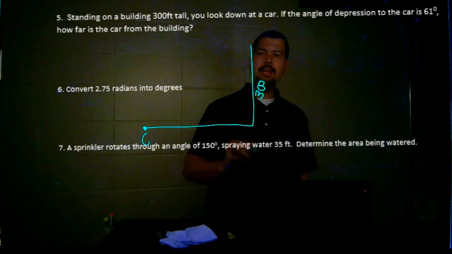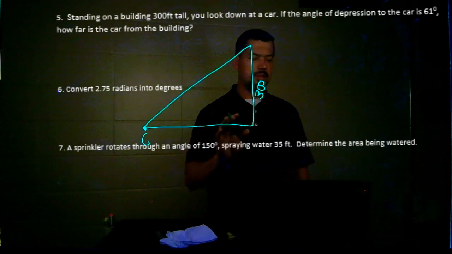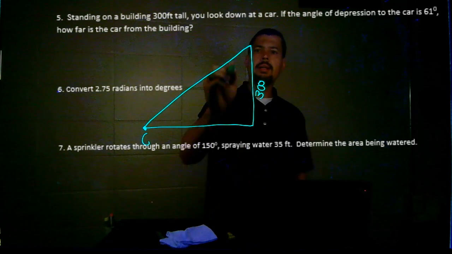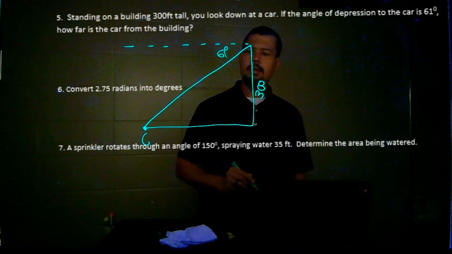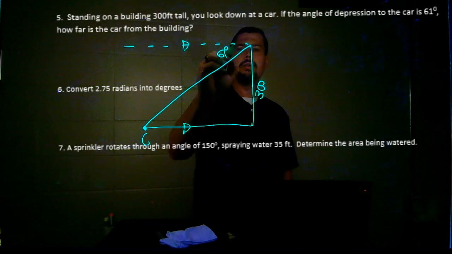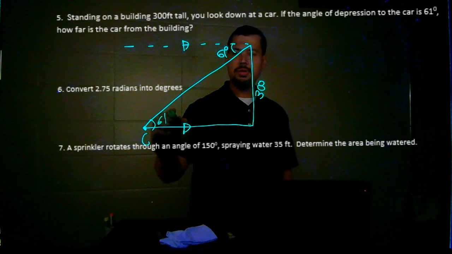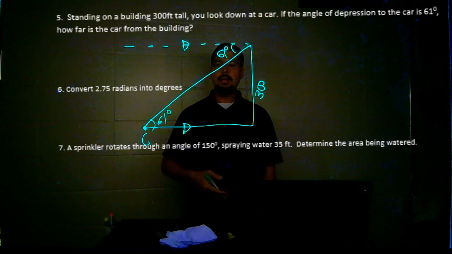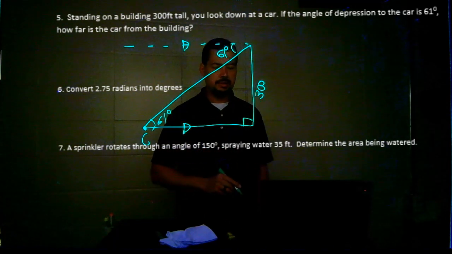It says if the angle of depression to the car is 61 degrees. Now, a lot of kids put these in the wrong spot. It's not where you think it is. The 61 degree angle lies here. Now, if you go back to 8th grade math, you learn about parallel lines, you learn about something called alternate interior angles. The angle of depression is equivalent to the angle of elevation. I want to know how far the car is to the building, which presumably formed a right angle with the ground, or it wouldn't be much of a building now, would it?